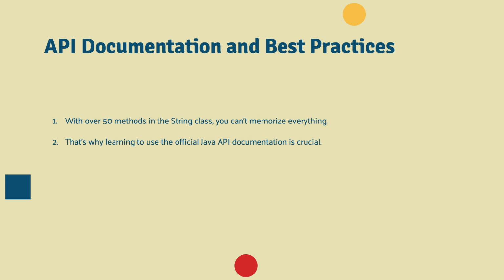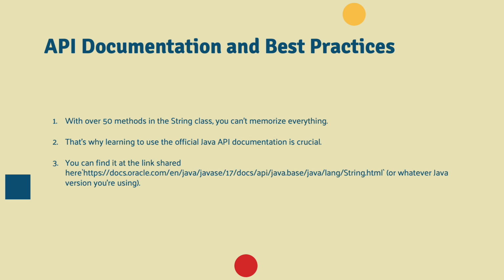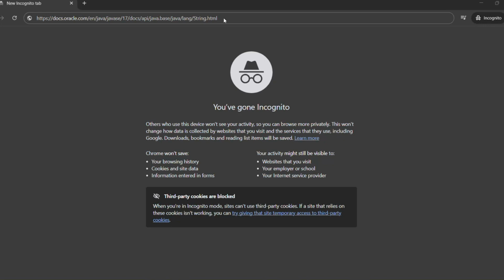With over 50 methods in the String class, you can't memorize everything. That's why learning to use the official Java API documentation is crucial. You can find it at the link shared here. The documentation shows you method signatures, parameter descriptions, return values, usage examples, and version information.